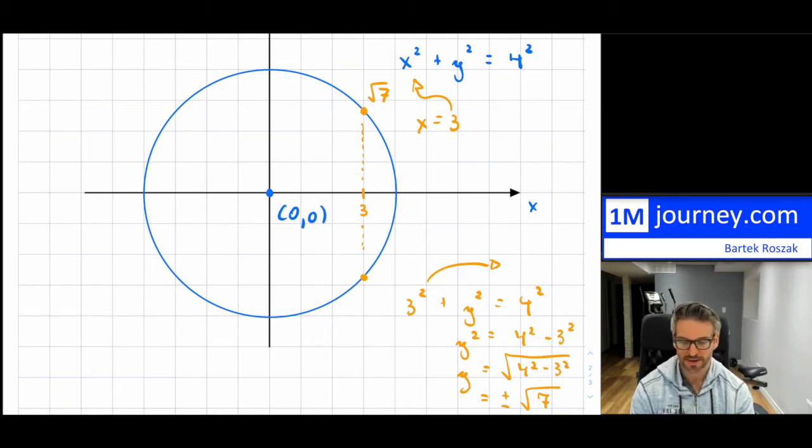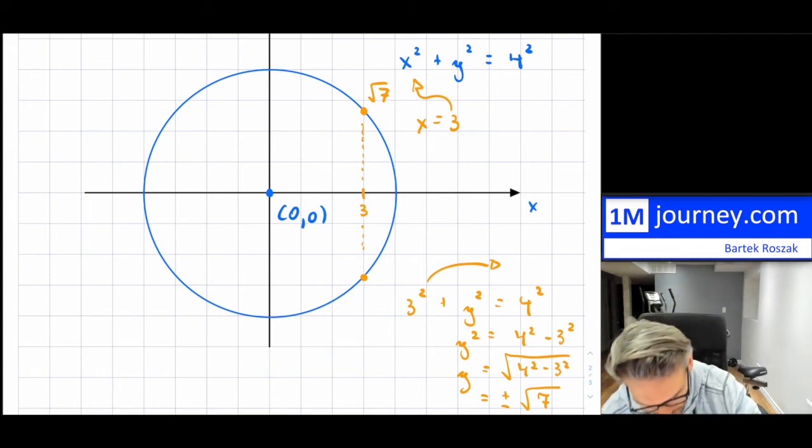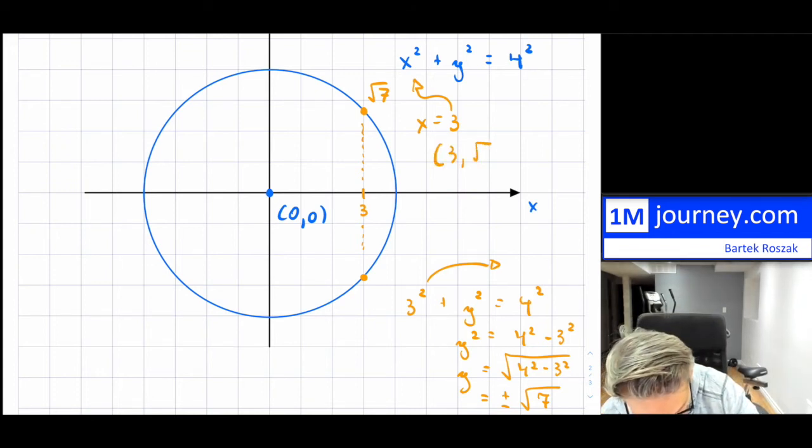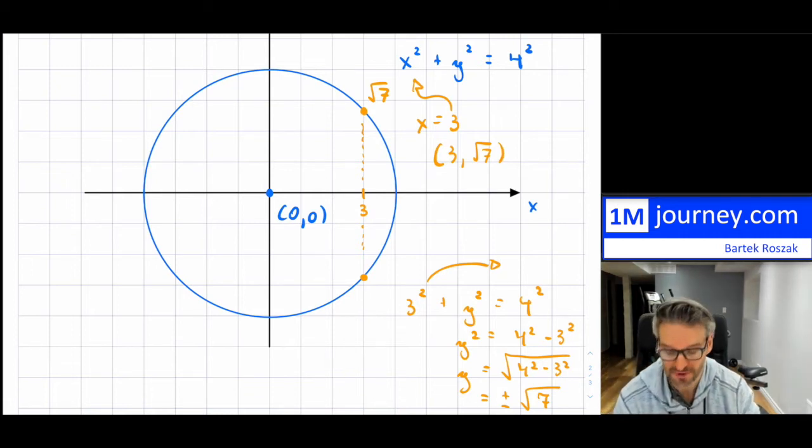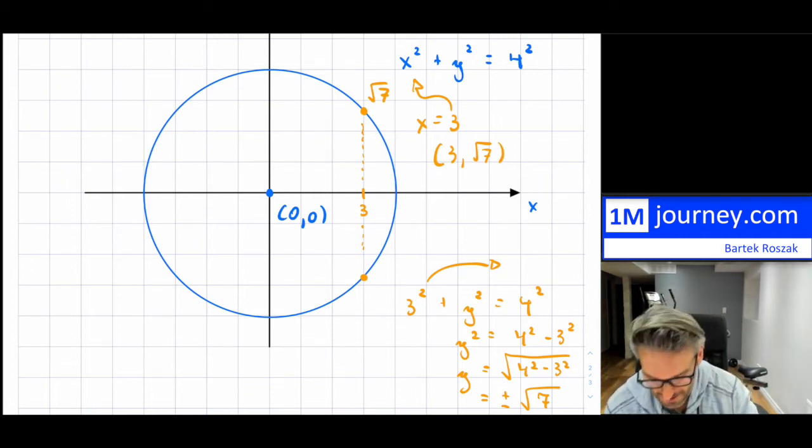So that would have been 1 point on the line. Now I'm going to find 3 other points on the line. I'll do that in fast forward motion so that we have all our points. So my first point is going to be (3, square root of 7). Now let's find the other 3. I'll do those arbitrarily. All right, we'll see you right back.